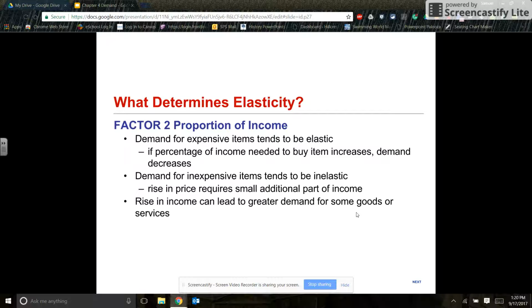Flip it around. If an item requires a small percentage of your income, and the price just goes up a little bit and it doesn't take up a much bigger percentage of your income, you're probably still going to buy the same amount of it. Example, something like milk. If the price of milk goes up by a nickel per gallon, you're probably going to continue to buy the same amount of milk, because it doesn't affect you that much. Consequently, as your income goes up, your demand for things that are inelastic goes up as well.